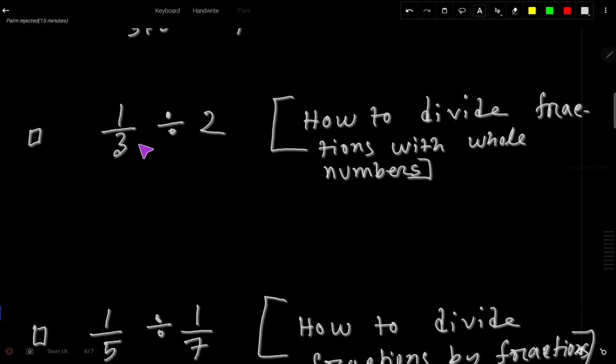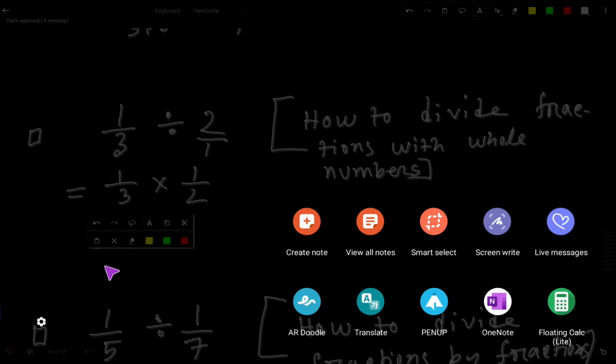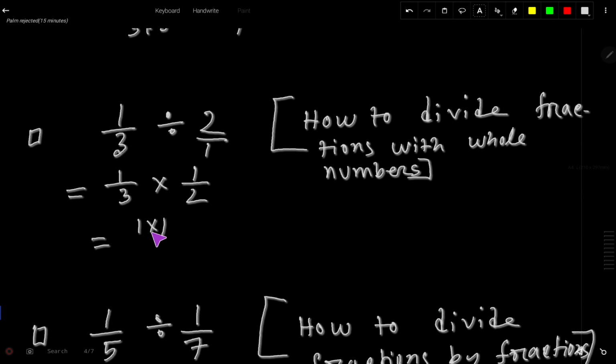Here is another example. How to divide fractions by whole numbers. So look, 1/3, keep, change, flip. Here we can rewrite the 2 as 2/1. So this, right? So we are getting here, look, 1 times 1, 3 times 2, 1/6.